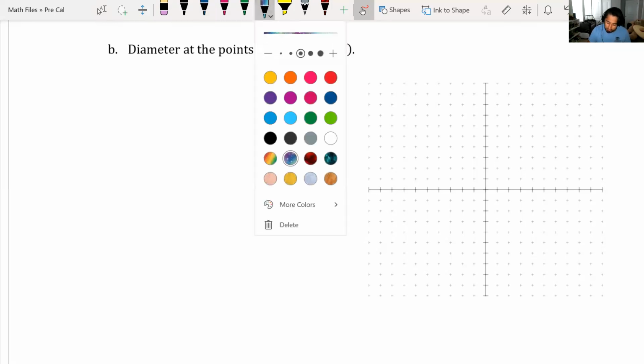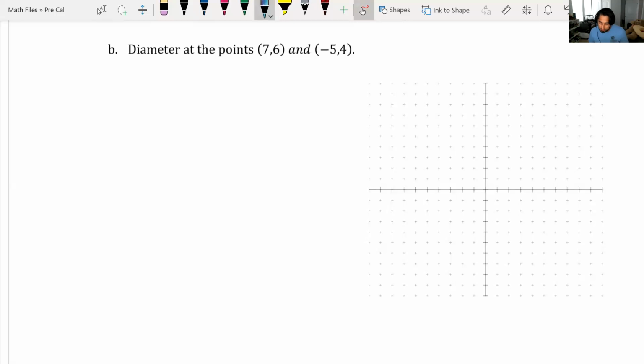Let me go ahead and graph these points really fast, though. All right. 7, 6. 1, 2, 3, 4, 5, 6, 7. 1, 2, 3, 4, 5, 6. There's 7, 6. And 1, 2, 3, 4, 5. 1, 2, 3, 4. And -5, 4. So what we're trying to do is find the midpoint between these two points, which will give us the center of the circle.